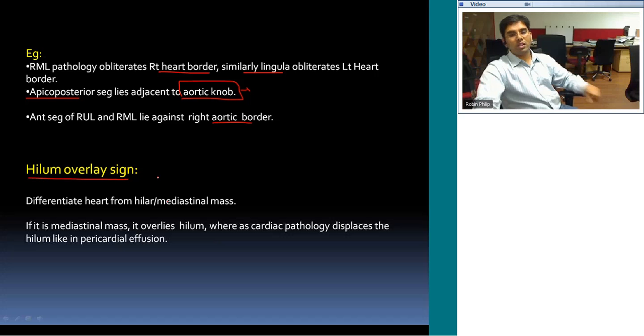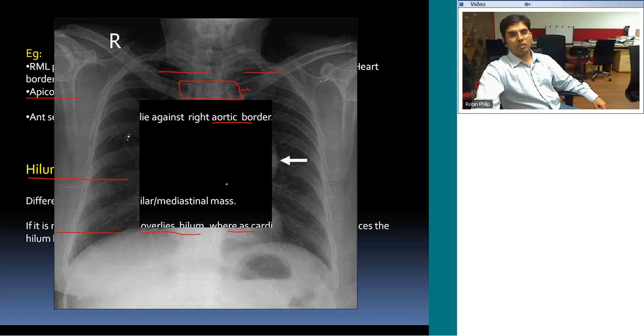Like say suppose there's pleural effusion, pericardial effusion. So if it is a mediastinal mass, it overlies the hilum. I'll show the example. Whereas the cardiac pathology, like say large pericardial effusion, it will displace the hilar structures laterally. So in this case, look at this example.